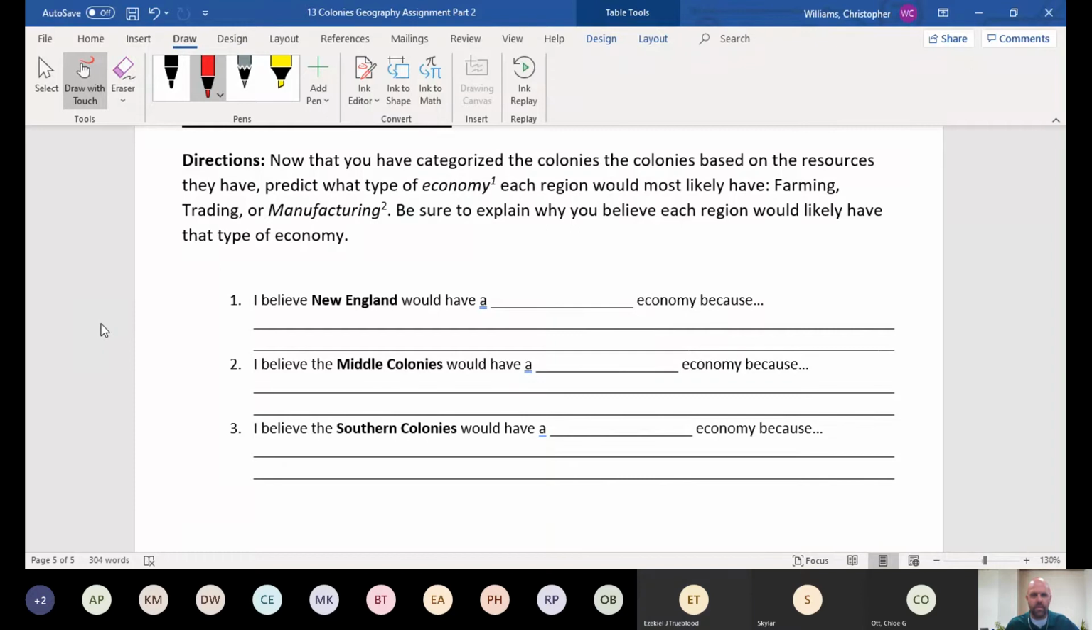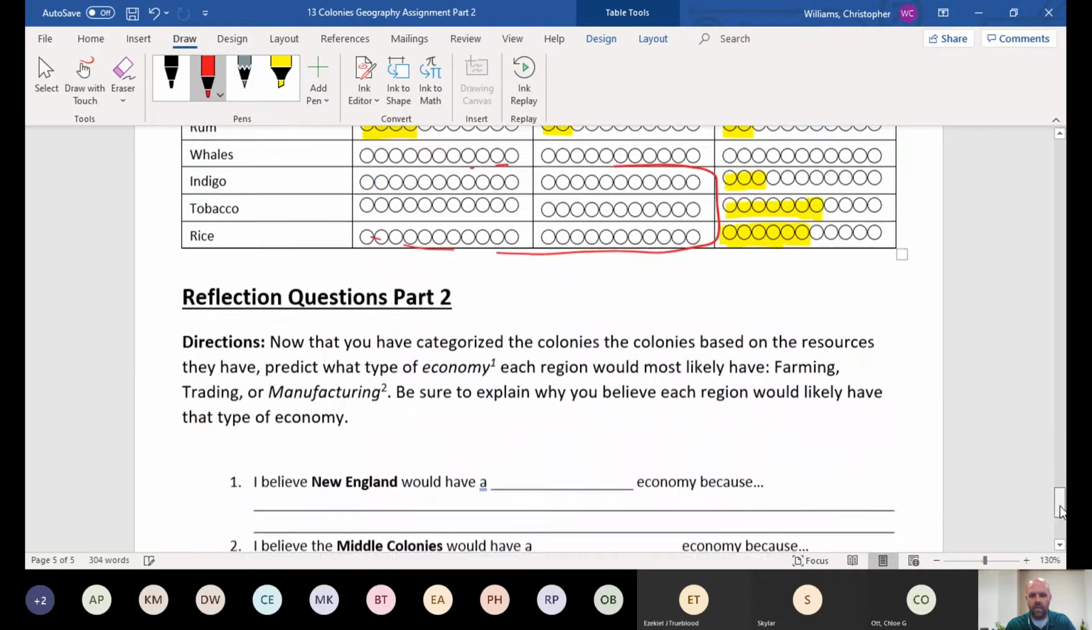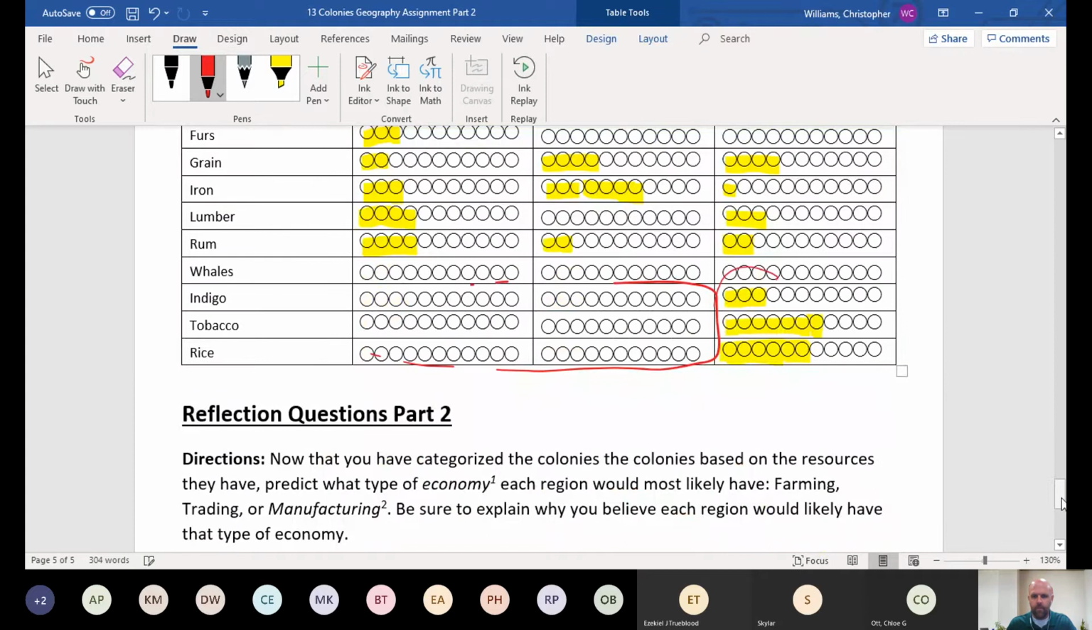What do you think is going to be their type of economy? Farming. Yep. The biggest reason we know this is going to be farming is because of those last three crops that are listed right here. That tells us all we need to know.